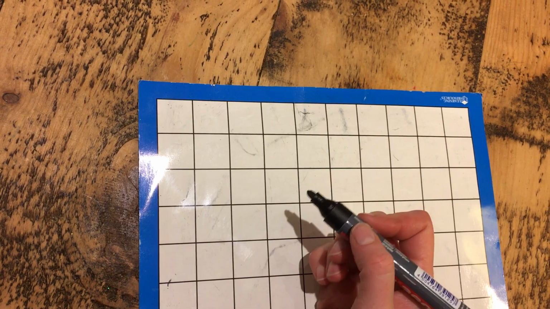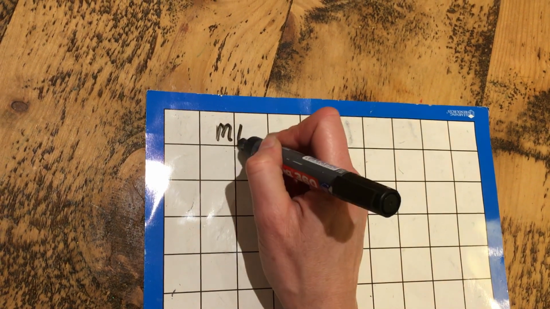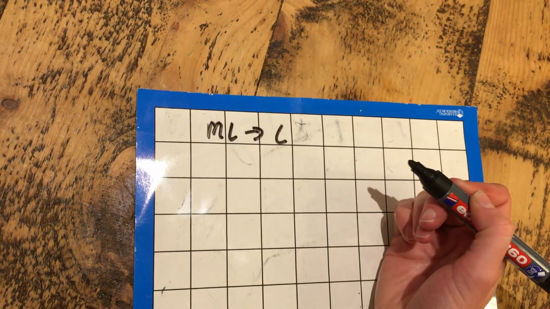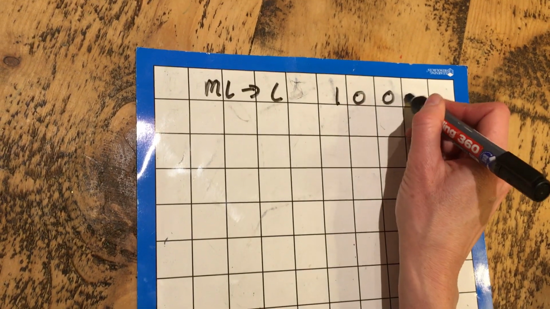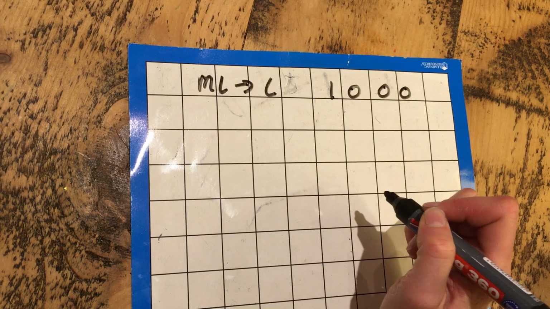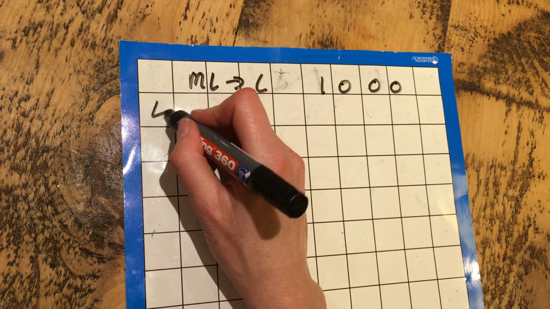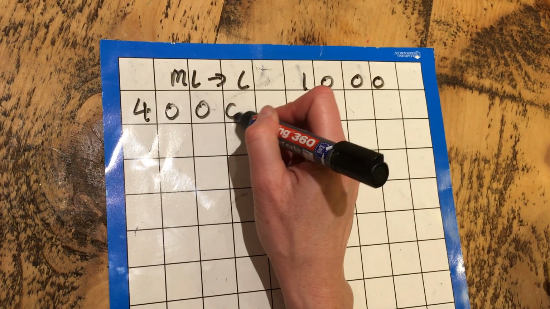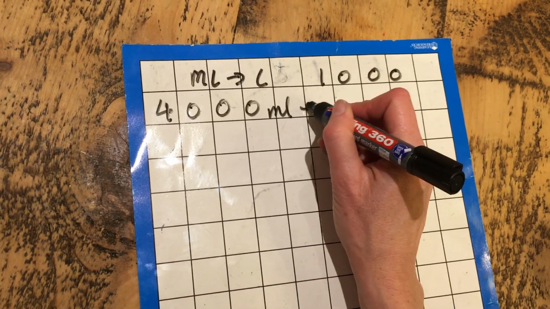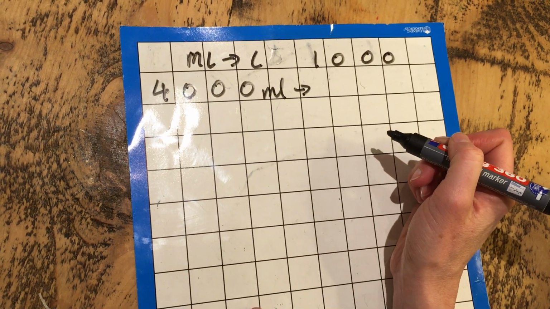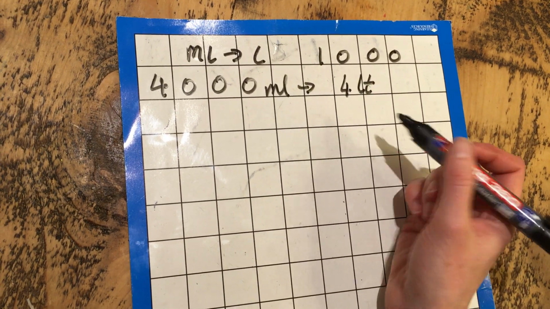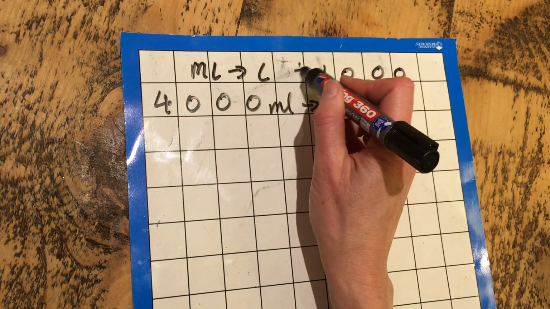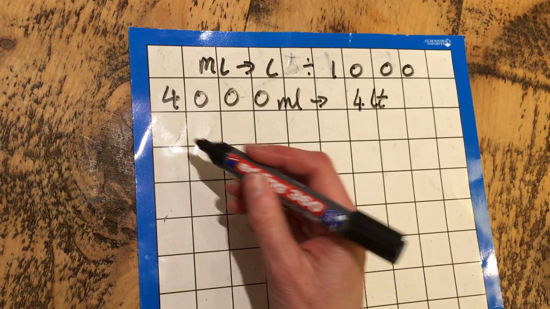We're going to do some conversion. Today we're looking at millilitres to litres. Exactly the same idea as grams to kilograms because there are 1,000 millilitres in a litre. So we're going to start with 4,000 millilitres, which gives us 4 litres, because you're dividing by 1,000.